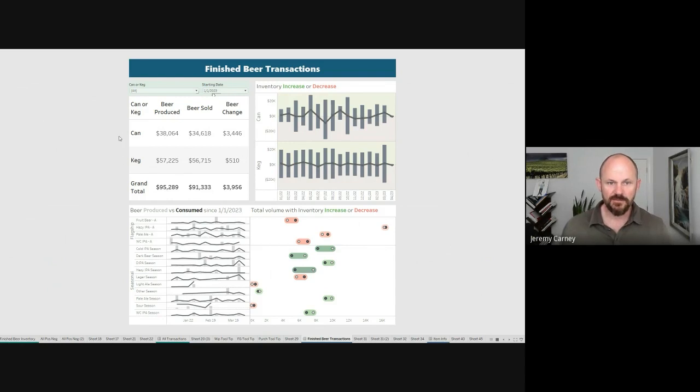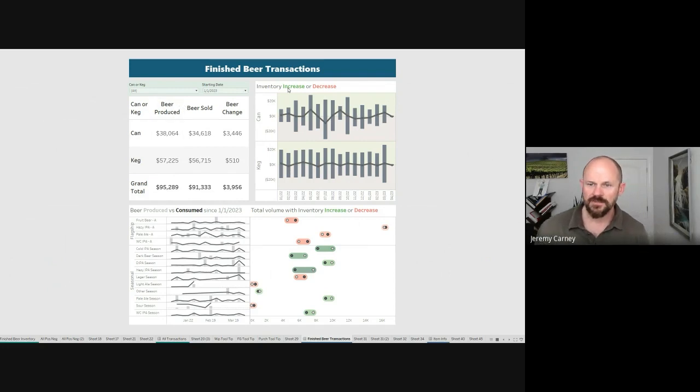Okay, so below that, we're going to look at some of the totals for what we've either produced, sold, and then what the difference between those two has been. So have we produced more beer than we sold? This would be a positive number, which these are. If we had produced less than we sold, these would be a negative number. And then we're breaking it down by kegs and cans. In this case, I've taken everything to a dollar amount just so kegs and cans relate a little bit better to each other. But we could also show this in quantity if that was more interesting.